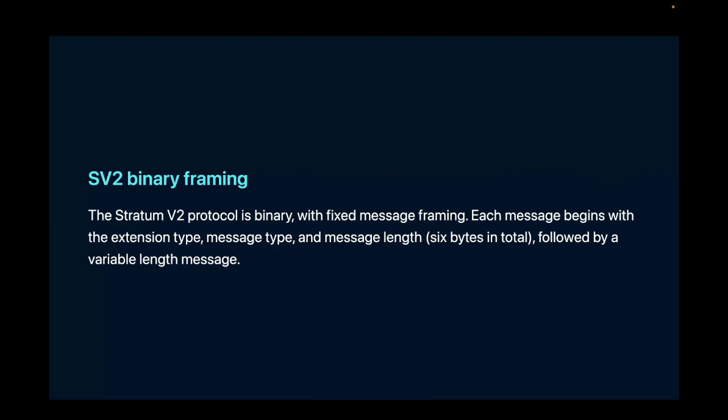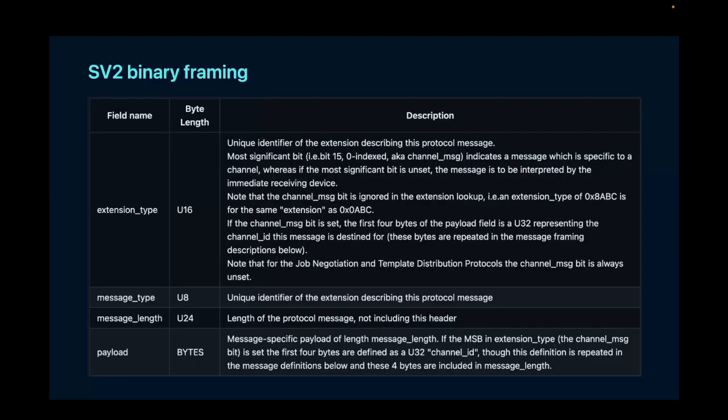Binary framing. The Stratum V2 protocol is binary with fixed message framing. Each message begins with an extension type, message type, and a message length, followed by a variable length message, or the message payload. So here's a table with a summary of the binary framing. So first we have the extension type, message type, and message length. They're all of specific binary types. And we have the actual message payload.